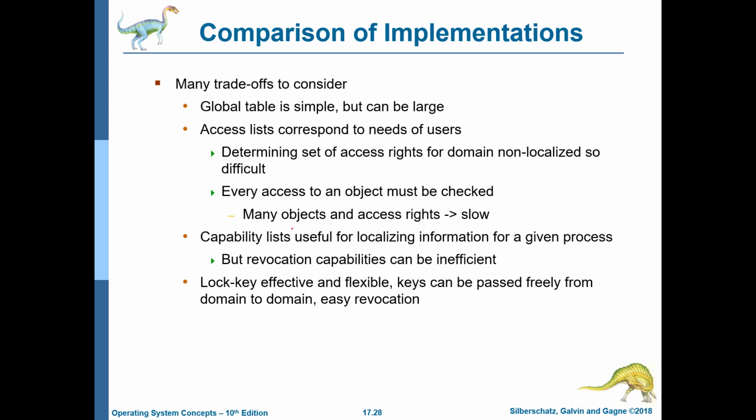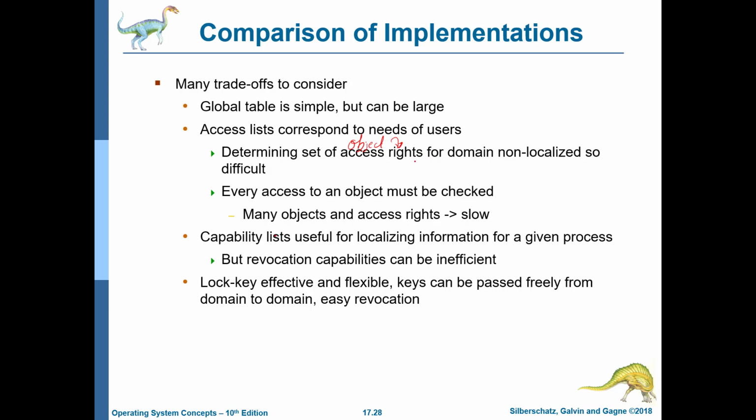So if we compare the implementations, having a global table is simple, but it can be very large. An access list is great from the point of view of a user. The reason why we say so is like this. Anytime that the user wants to access an object, all that it needs to do is look up the access rights for the object and then see if it has the rights or not.